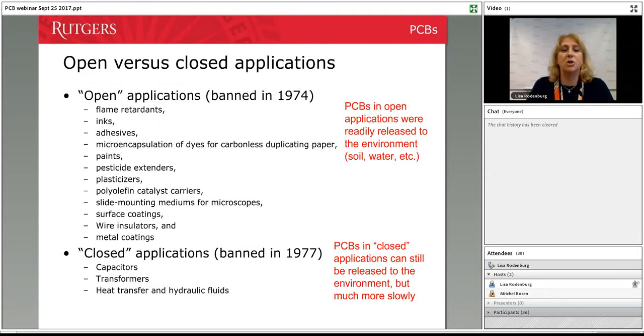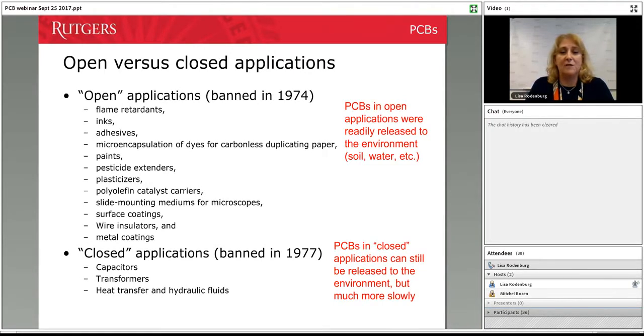So when PCBs were used, some of them were used in what were called open applications, meaning that it was easy for the PCBs to get out of that application and into the environment. And then there were other applications that were considered to be closed. So the open applications were banned first, obviously, because those were the ones that had the greatest potential to release PCBs into the environment. And so that's, you can see, it's a large list here: flame retardants, inks, adhesives.